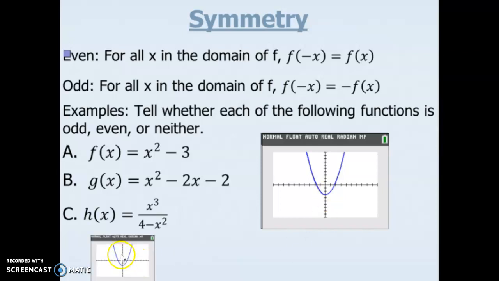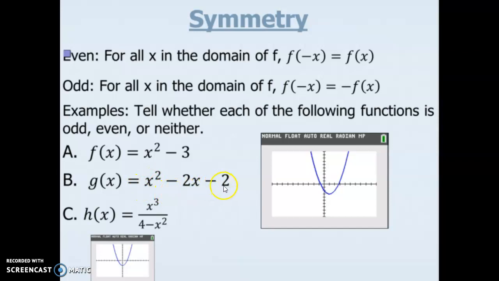I'm going to move him down to my bottom so we can look at the second one. x squared minus 2x minus 2. So this minus 2x in the middle is changing something with my graph. It looks like it's kind of been shifted to the right a little bit. And I can see my y-axis doesn't go straight through that one, so that one is not even. Also, if I turned my graph upside down, it doesn't look exactly the same, so he's not odd either. He's considered neither. Most of our graphs are going to be neither.